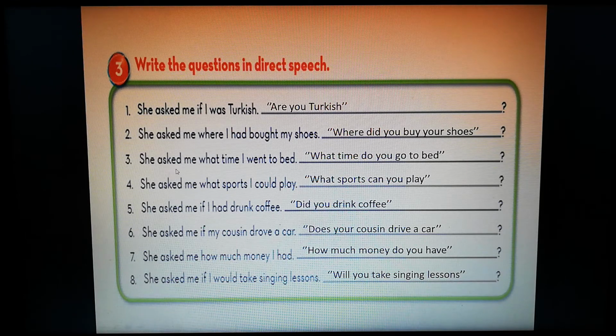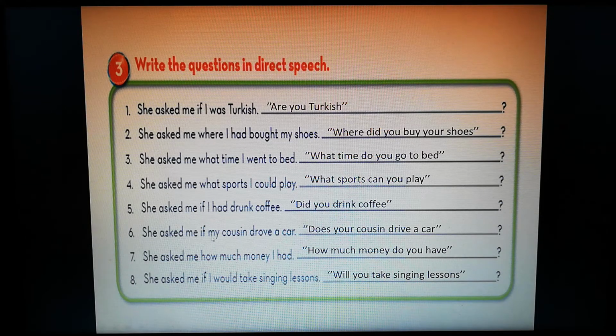Number 3. She asked me what time I went to bed. What time do you go to bed? Number 4. She asked me what sports I could play. What sports can you play? Number 5. She asked me if I had drunk coffee. Did you drink coffee?